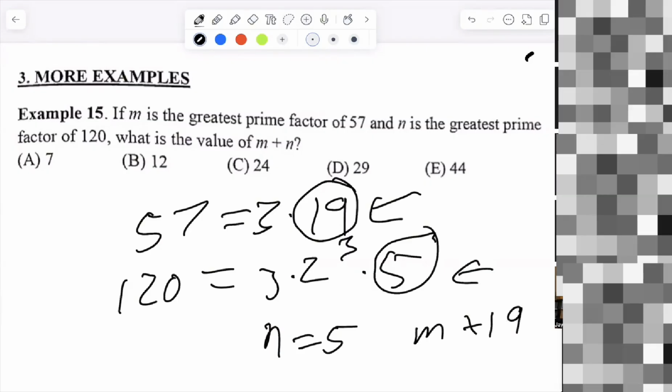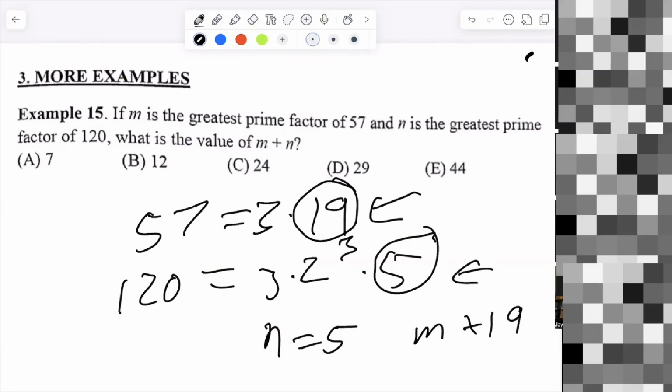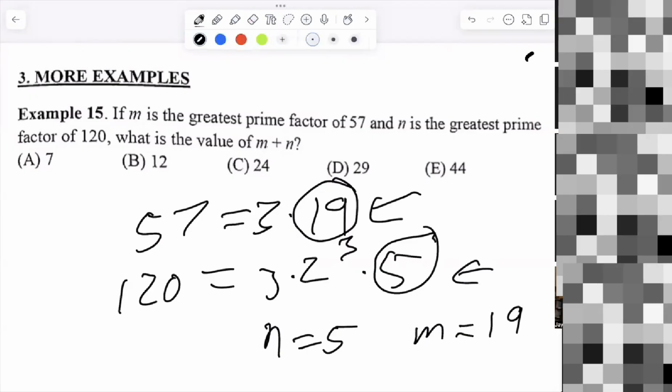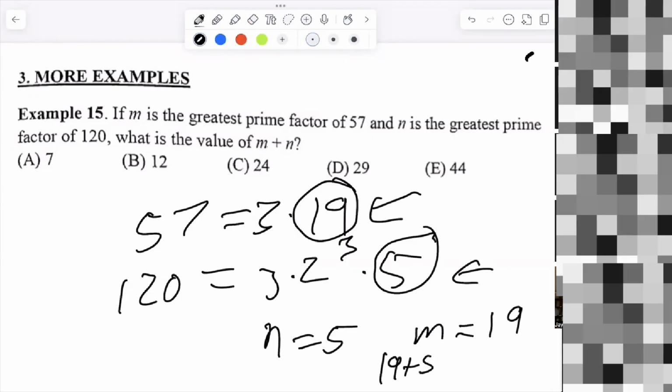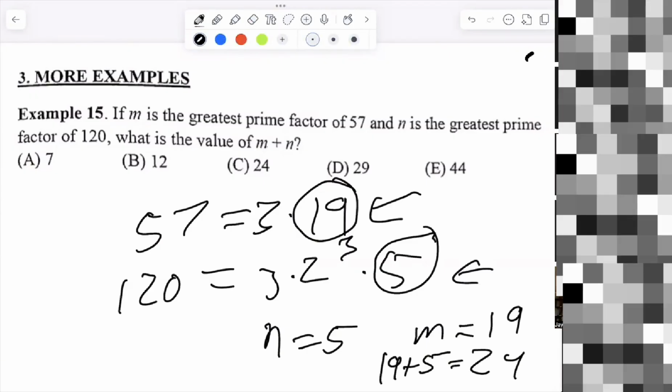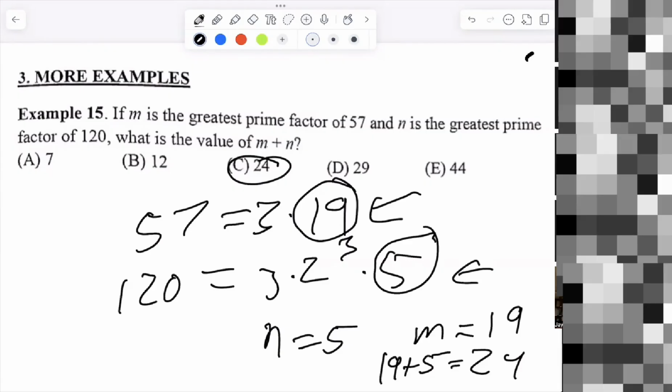And we want to sum them up. Summing them up gives you 19 plus 5, or 24. So the answer to this question is just C.